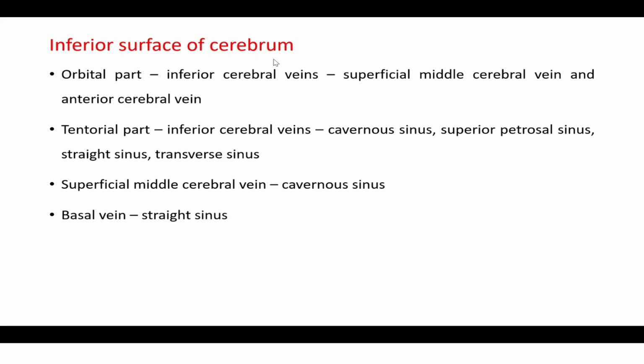On the inferior surface of the cerebrum, you can see here the orbital part, drained by inferior cerebral veins into the superficial middle cerebral vein and anterior cerebral vein. The tentorial part's inferior cerebral veins drain into the cavernous sinus, superior petrosal sinus, straight sinus, and transverse sinus. The superficial middle cerebral vein drains into the cavernous sinus, and the basal vein drains into the straight sinus. This is the chief venous drainage on the inferior surface.